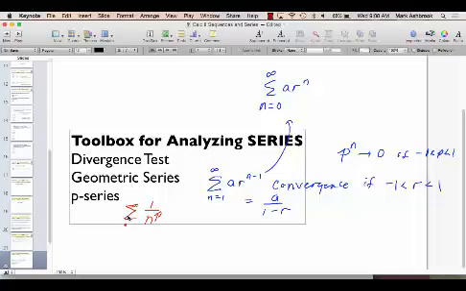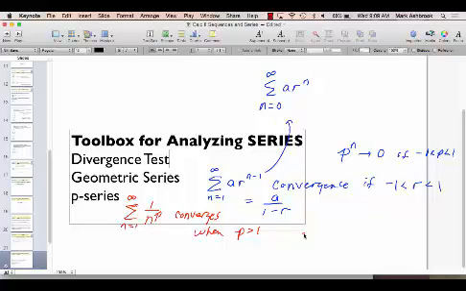And we said this converges when P is greater than 1. When P equals 1, what do we have? The harmonic series. That's an important series. The harmonic series is just 1 over n.